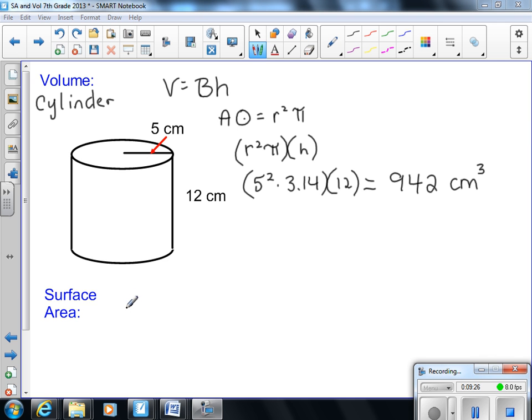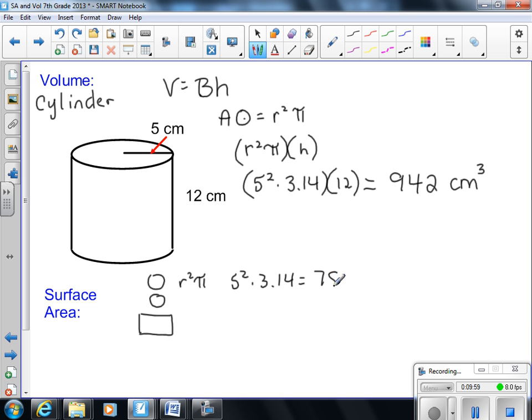Surface area is the area of all the faces. Now there are actually 3 faces. Those of you that made this 3-dimensional shape yesterday noticed you had 2 circles, and then you had a rectangular area. Okay, I need you to write down on your paper the 2 circles and the rectangular area. To find the area of a circle, it's radius squared times pi, which we just did. It's 5 squared times 3.14, and if you do that, you get 78.5. Now, how many of those circles do I have? Okay, so I'm going to put my little ditto marks, 78.5.